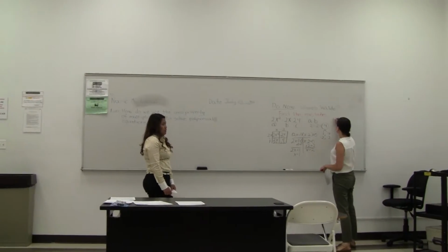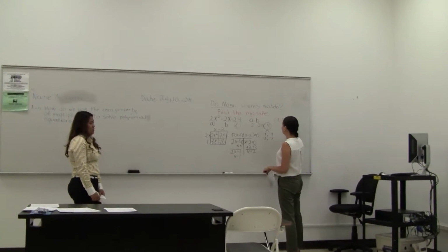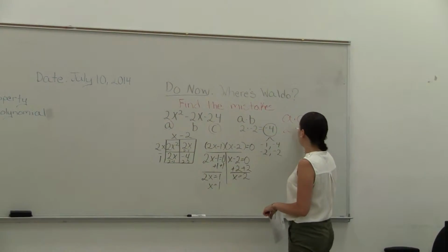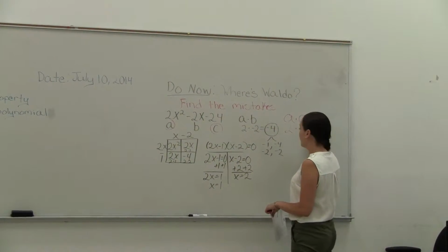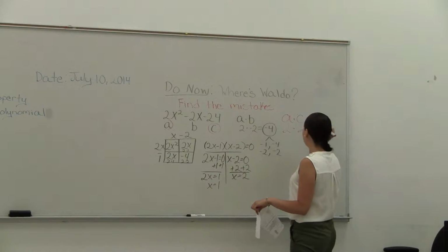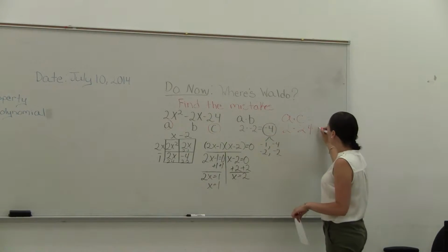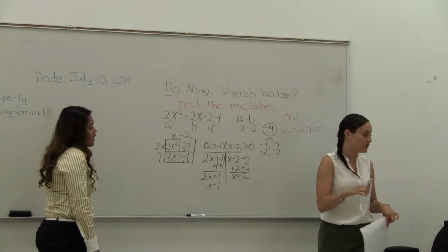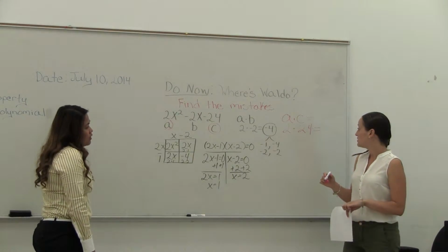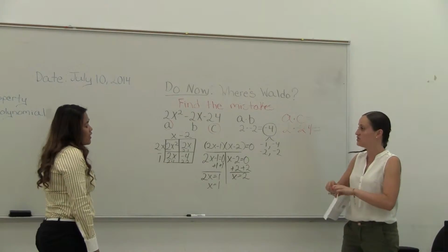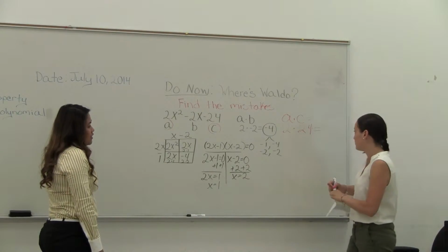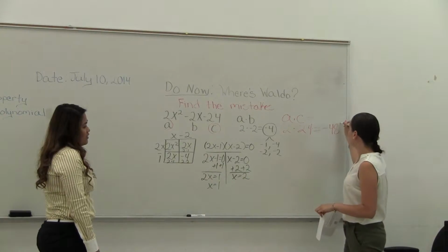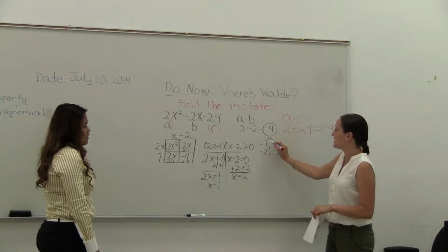So when you do A times C, that's going to be 2 times negative 24, okay? Come here. So what's 2 times negative 24? What would you get? Negative 48. Good. So negative 48. Now, you see how they broke it apart?